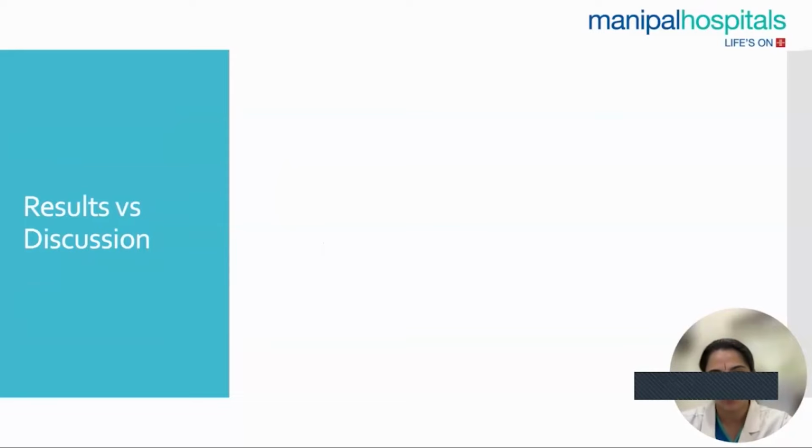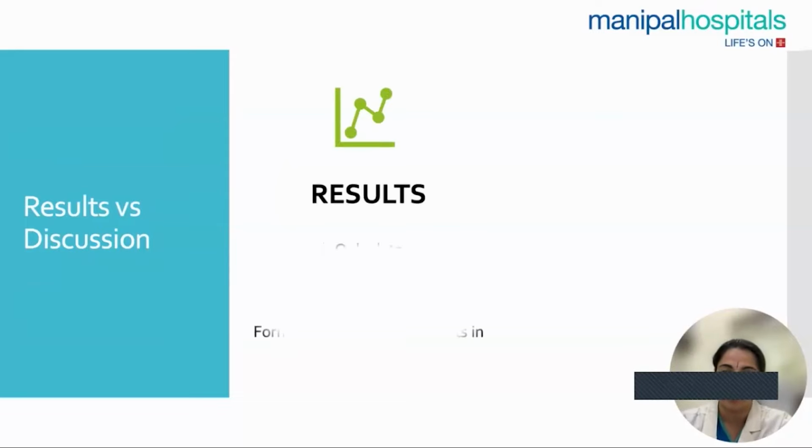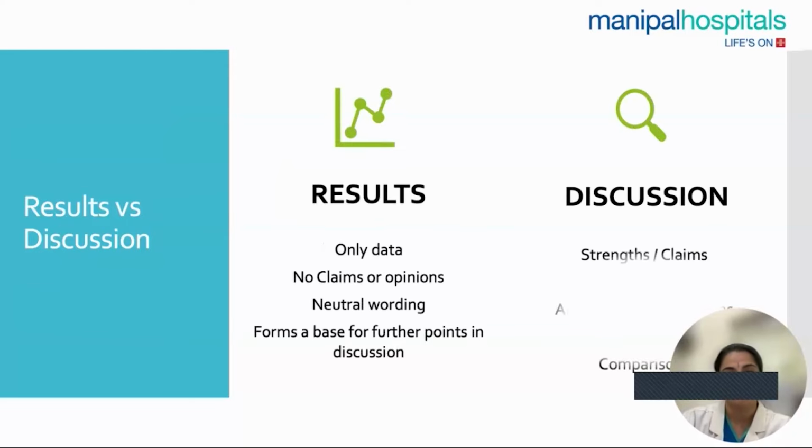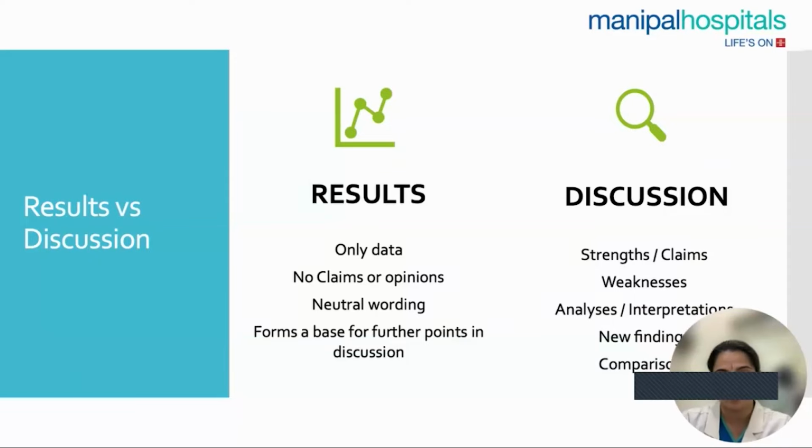Now there's a lot of confusion between results and discussion, hence I thought I'll just put this up. So results is only your data. You're not making any claims, you're not giving any opinions, you're going to have neutral wording, and it forms a base. So you're going to discuss based on the results presented. And the discussion contains your strengths, your claims, your weaknesses, analysis and interpretations which were found, new findings, and comparison with other studies.